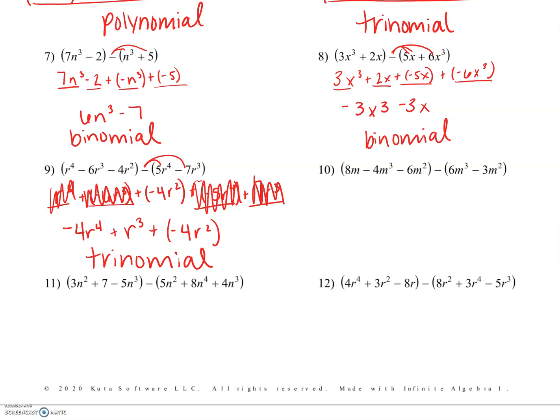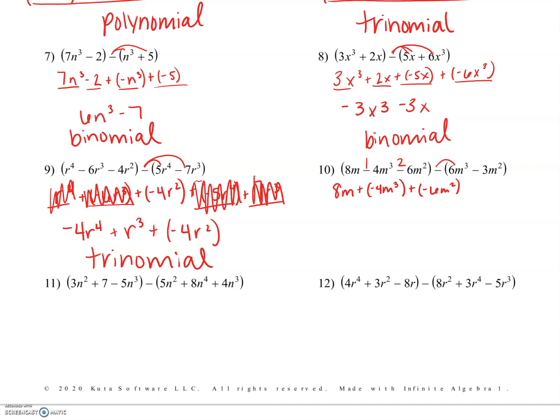So again, every time you see a subtraction sign, you should add the opposite. So I have 8m plus a negative 4m cubed plus a negative 6m squared. And again, notice that I have 2 negative signs, 2 subtraction signs, and in this line I have 2 subtraction signs or negative signs. We don't ever lose them. They're always there and always accounted for.